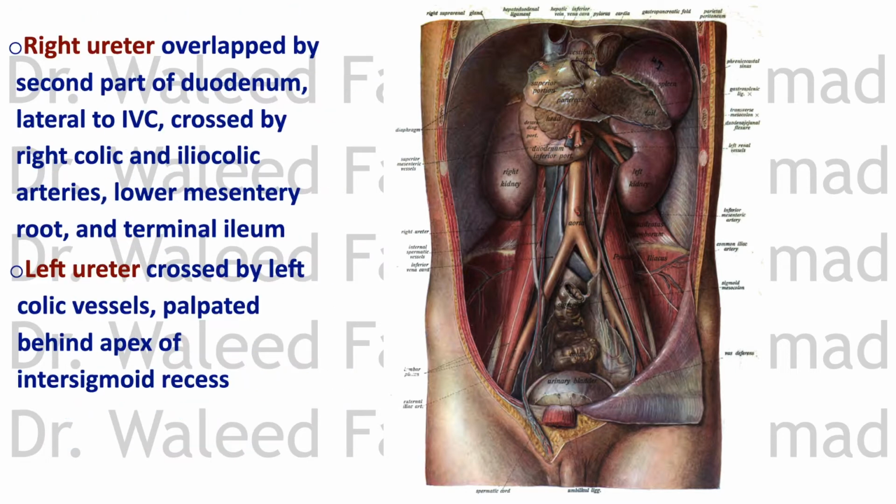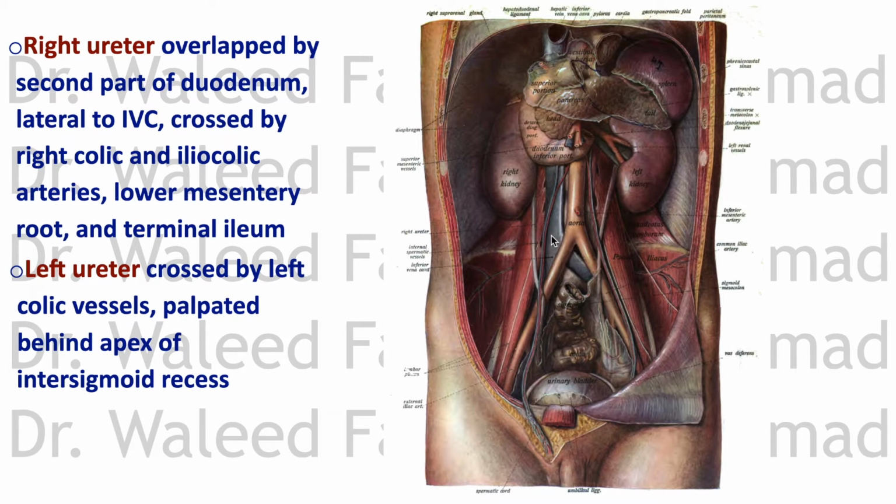Remember this. The right ureter, as you can see here, is overlapped by the second part of the duodenum at the beginning. Of course, because the second part of the duodenum covers the hilum of the right kidney, it descends on the right side of the inferior vena cava, and on its way downwards, it's crossed. Remember the blood supply of the colon, we have the right colic and we have the ileocolic branches. These branches cross the ureter as it descends on the right side. So remember, it's deep to these branches.